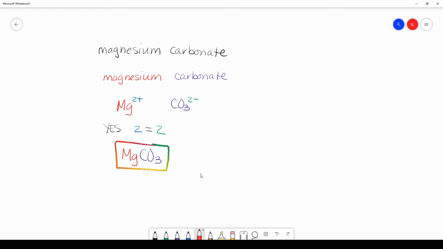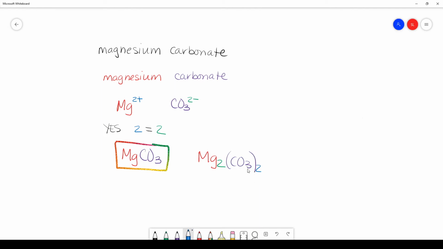Let me show you what would be wrong and how we fix it. Let's say that you forgot to do this step. I know you're not going to forget to do this step because you're going to check that the charges are the same every single time. But let's say you forgot and you went ahead and did the swapping out of the charges anyway. If you had done that, you would end up with Mg2 CO3 2.